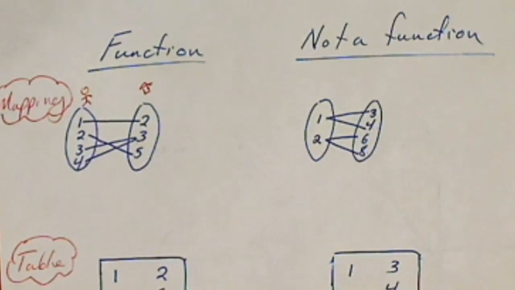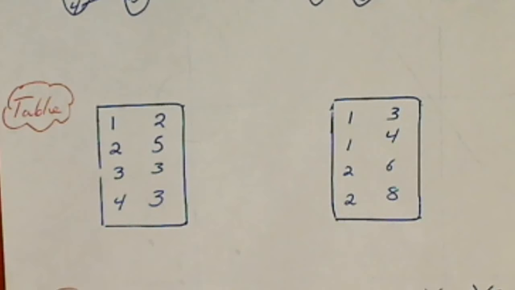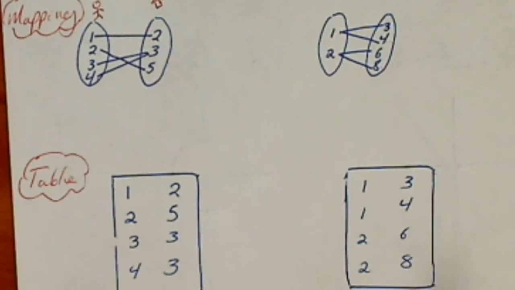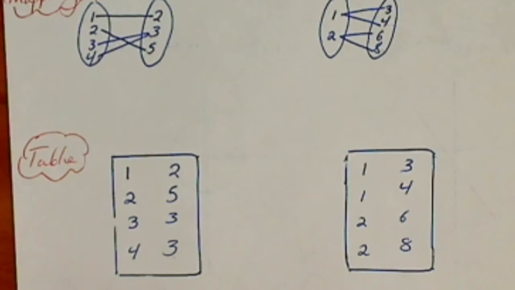All right. So now going to tables. Tables look a little bit different, but all it is is the coordinates that were up here in the mapping written out. So the first coordinate (1, 2), then (2, 5), then (3, 3), then (4, 3). When you get to a table or to coordinates, all we're going to do is look to see if we have an x coordinate repeating. There are no x coordinates repeating, therefore this is a function.